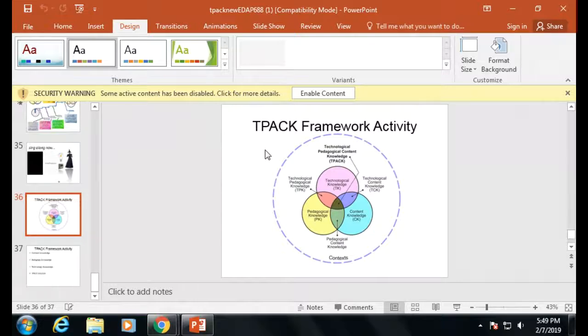I see two serious problems with it. Number one is a stylistic problem. I've always maintained that it ought to be called CPET: Content Pedagogical Technology Knowledge. Because when you put the T in front, there is an allusion to the fact that T is first and foremost. It is not. Secondly, the model has the T at the top. Again, goes against what the TPACK is supposed to be doing.